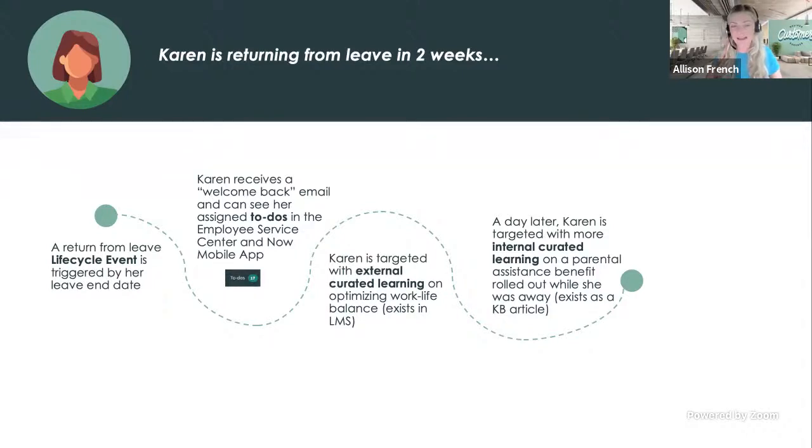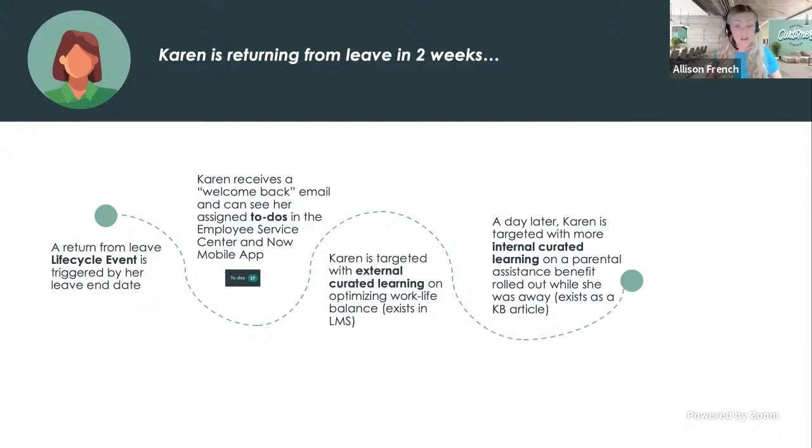So the first thing that happens, let's say, is that Karen receives a welcome back email. And after that, she starts to see assigned to-dos, again, in our employee service center and our Now mobile app. And some of those to-dos are actually learning to-dos. So just to give a couple of examples of what those learning to-dos might look like, let's say Karen is actually targeted first with some external learning content around optimizing her work-life balance. So in this example, let's say that content actually exists in her organization's third-party learning management system. Let's say it's Cornerstone. Let's say it's being pulled in for Karen to access as part of this lifecycle event, and she's able to access it again directly within our employee service center and our Now mobile app.